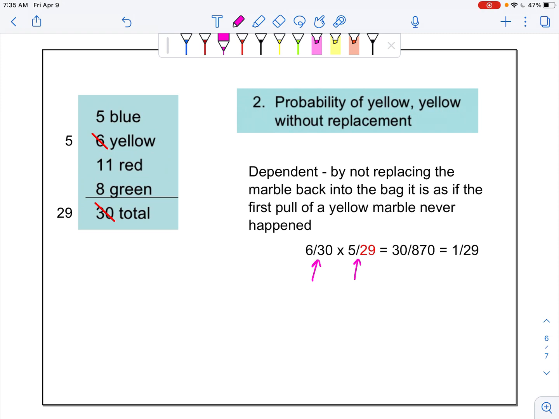I'm still going to use the multiplication property, so 6 times 5 is 30, and 30 times 29 is 870. Reduce it down, it is 1/29.